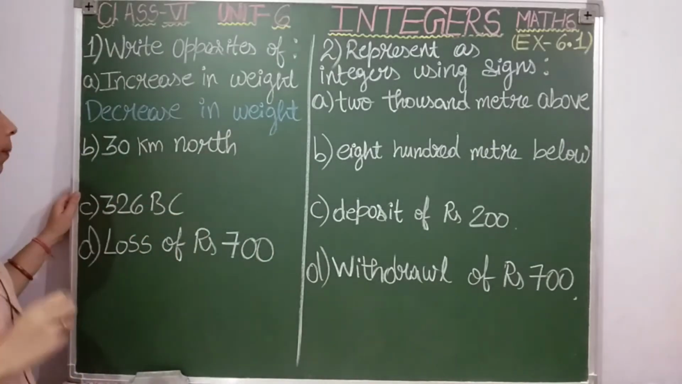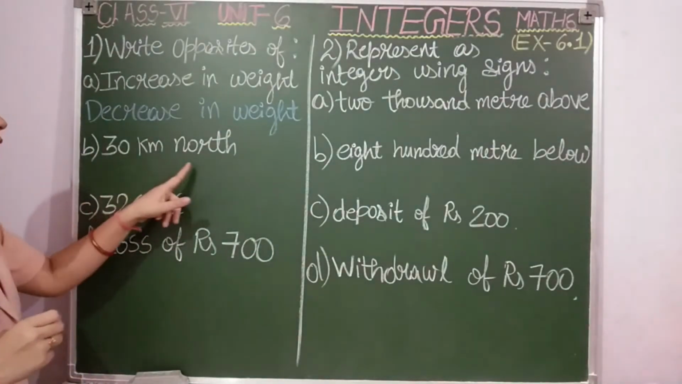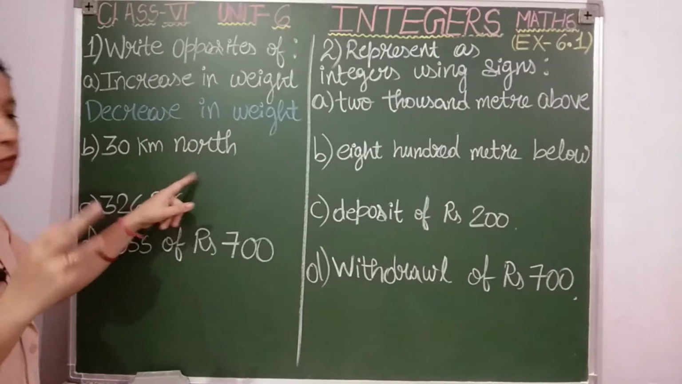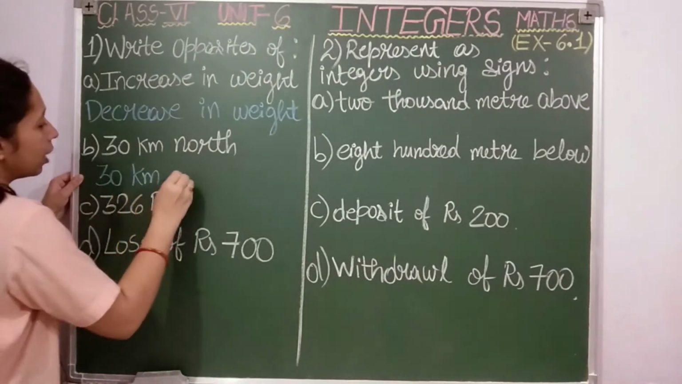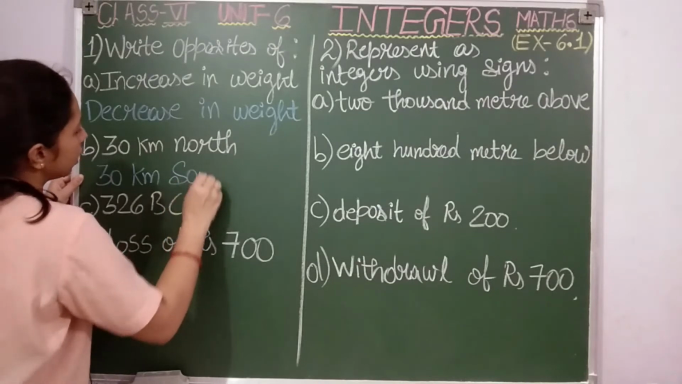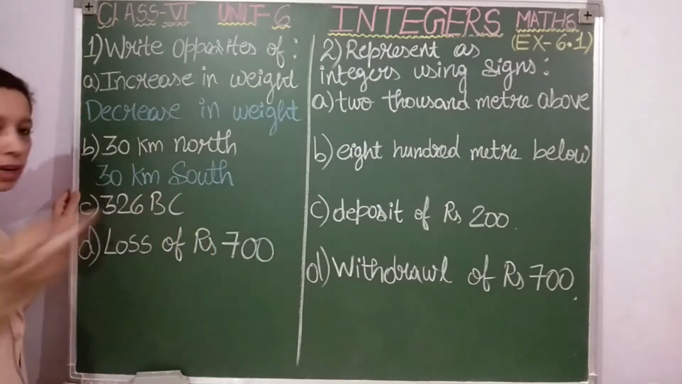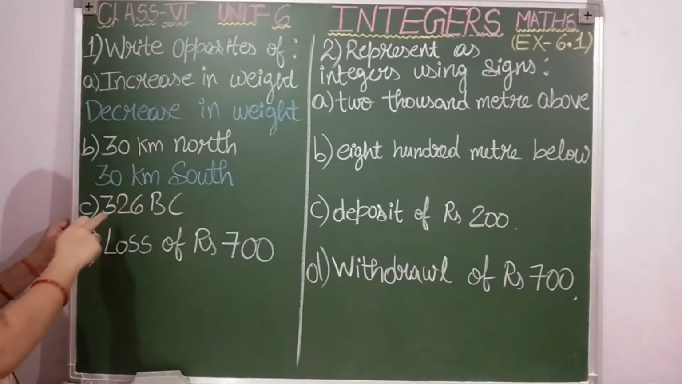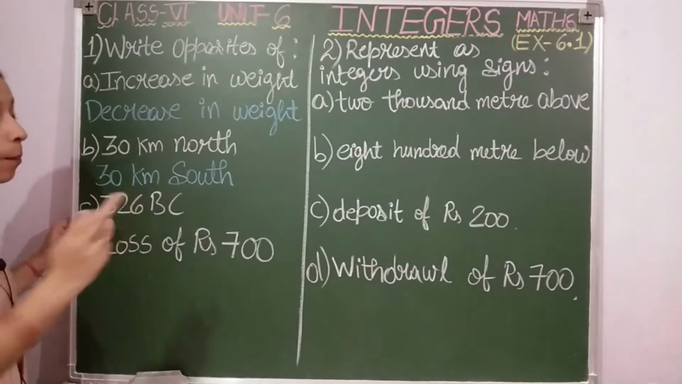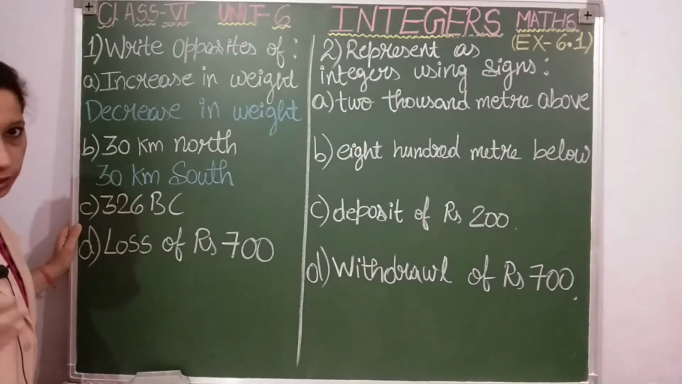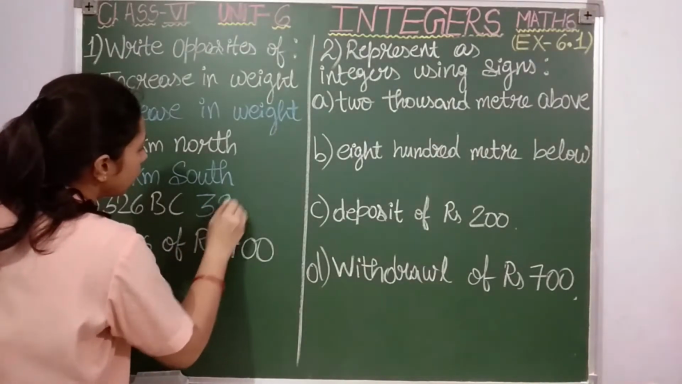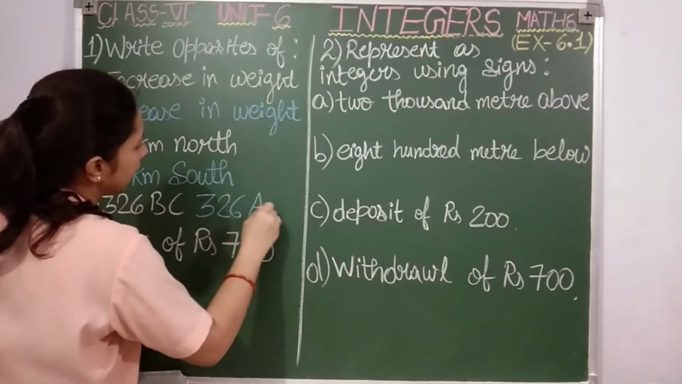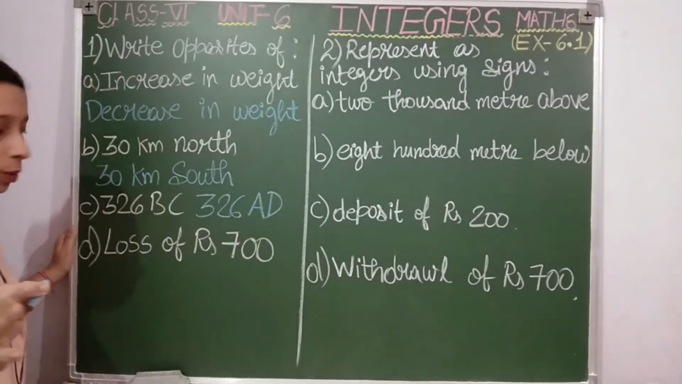Then point number B, 30 kilometer north. Opposite of north is south. So you will simply write 30 kilometer north, opposite is 30 kilometer south. Point number C, 326 BC. BC means before Christ, students. So its opposite will be 326 AD. AD means Anno Domini. Okay.